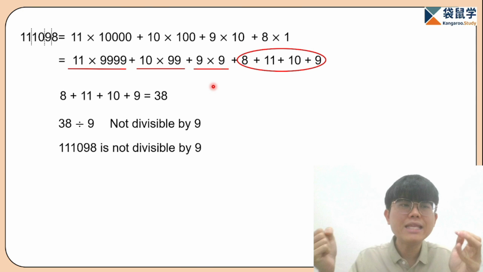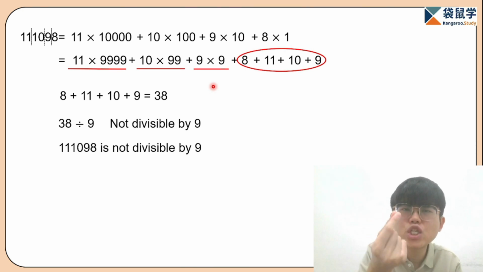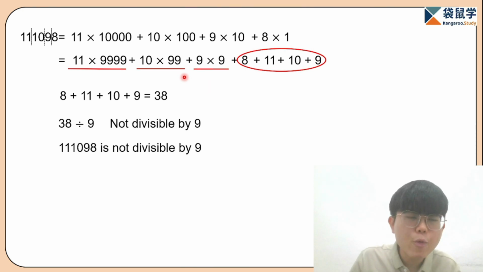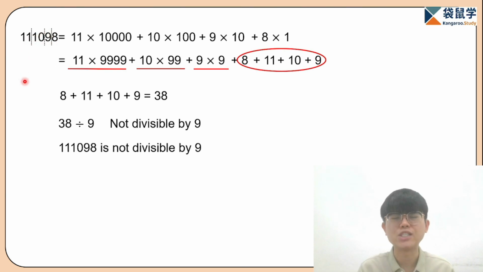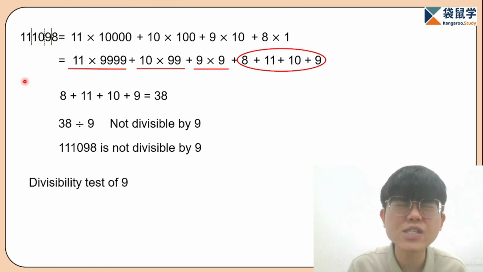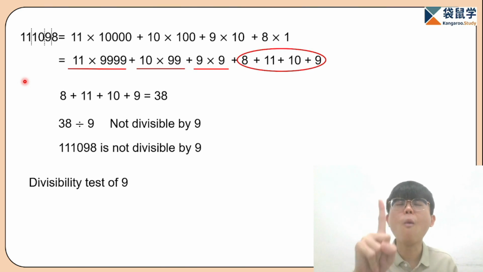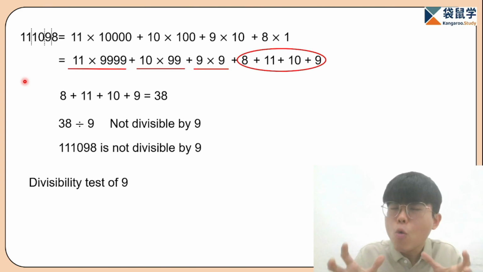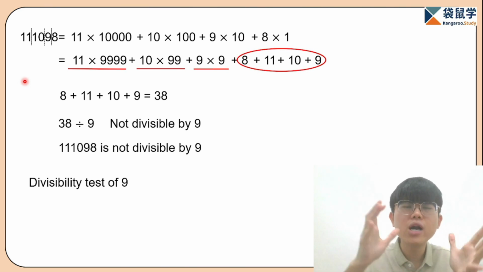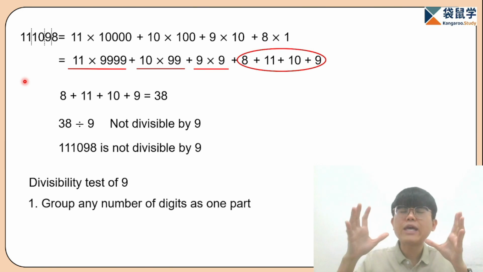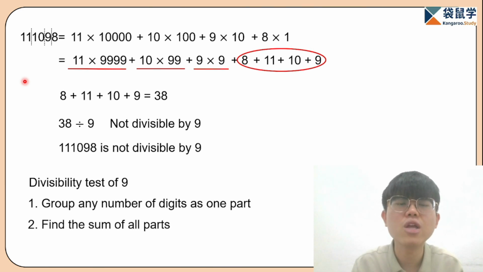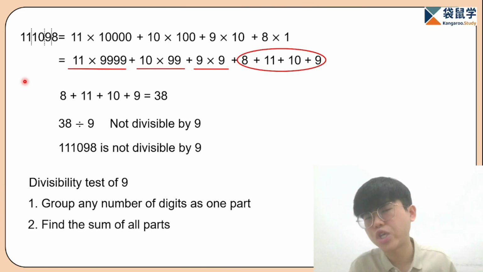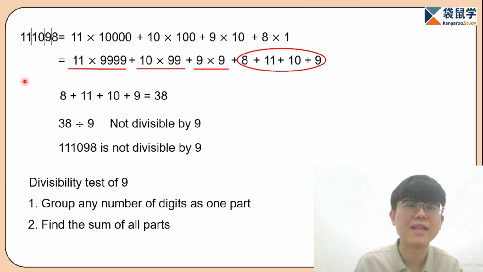Everyone, you can see that in this case, instead of adding up each of the digits, what we are doing here is adding up 8 plus 9 plus 10 plus 11. So actually, the divisibility test of 9 is not only about adding up one digit at a time. We can actually cut our number randomly. We can group any number of digits as one part, and then we just have to find the summation of all parts. You just have to check whether the summation can be divided by 9.